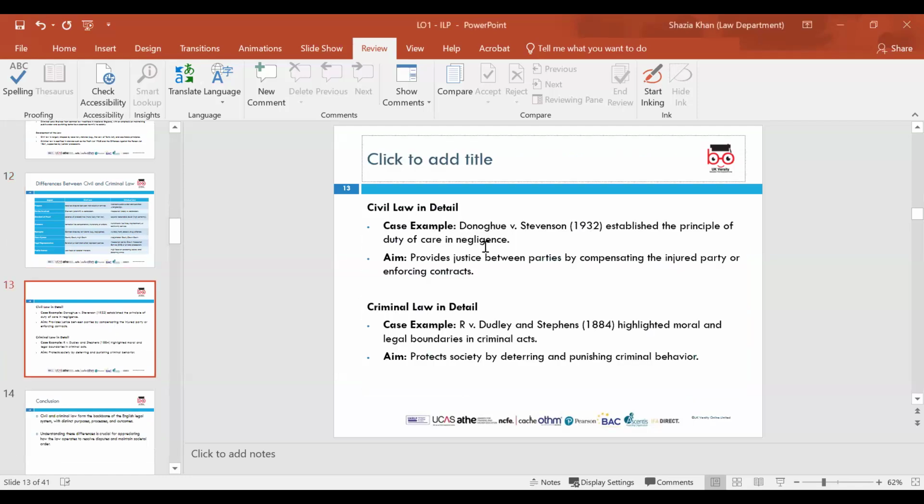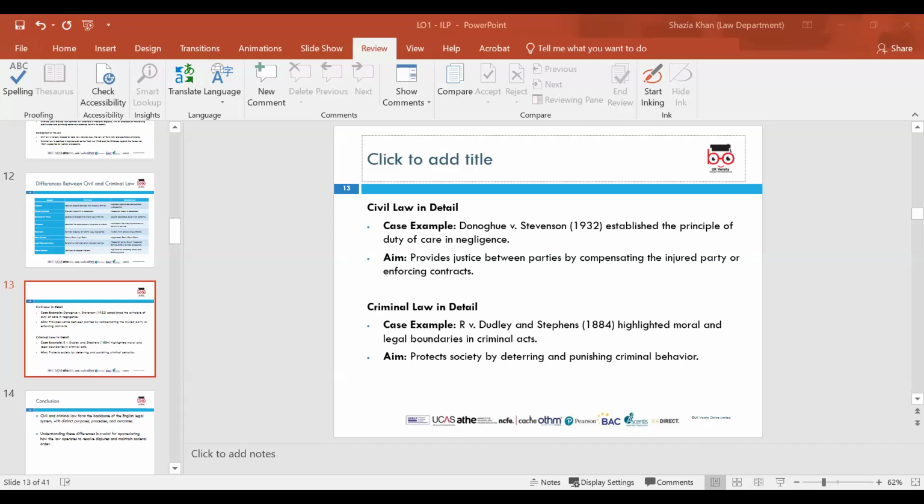So in civil law, the case example they've given is the House of Lords case of Donoghue v Stevenson, where it found that the element of duty of care was established, and how reasonable care and skill is required in performing a duty of care. So this was the main case that dealt with that.